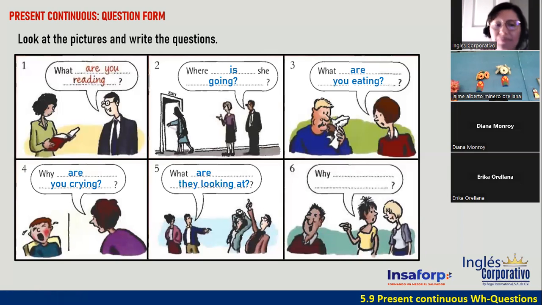En number six. El verbo es laugh. Laugh. Why is he laughing? Laughing, right? Muy bien, excelente. Why is he laughing? Okay, why is he laughing? What's going on, right? Muy bien. ¿Preguntas, chicos, hasta el momento? Questions? No. Vaya.